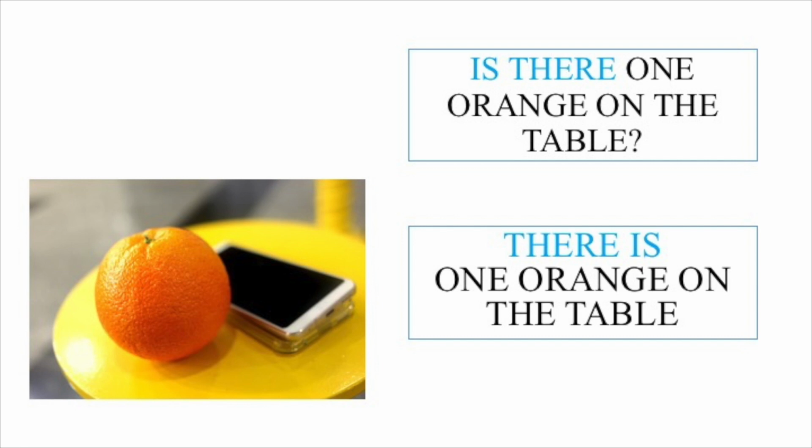What can you see in the picture? An orange and a cell phone. So how can we ask the question about the orange? One object. What will we say? No, that's the reply. Now we're learning the questions. And what we have to do is swap the words. Is there one orange on the table? Yes. So what will we say? There is one orange on the table. For singular objects, is there? There is.